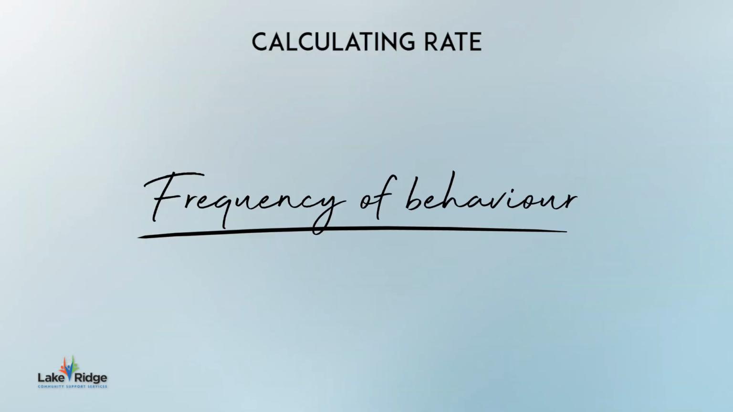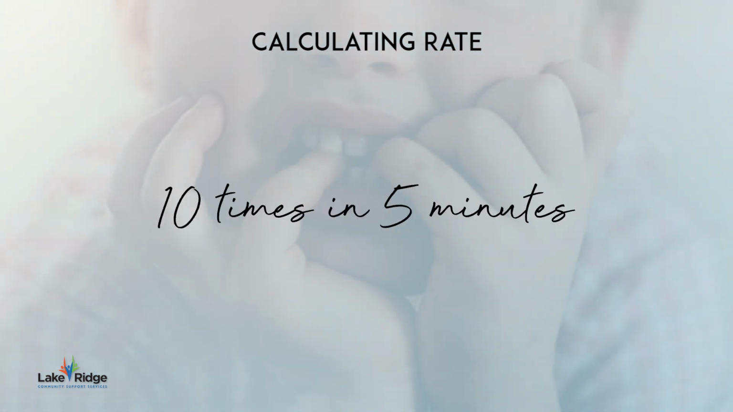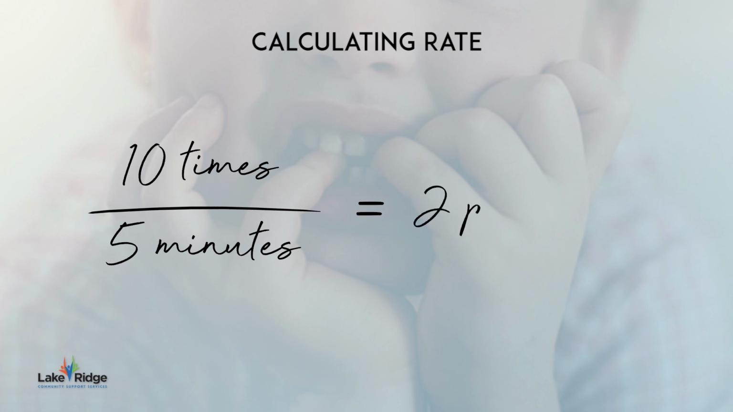You can also collect data based on the rate of the behavior. Rate is defined as the number of times a behavior occurs per time. It is calculated by dividing the frequency of the behavior by the total time. For example, if your child puts their hand in their mouth 10 times in 5 minutes, the rate of the behavior would be 2 per minute.